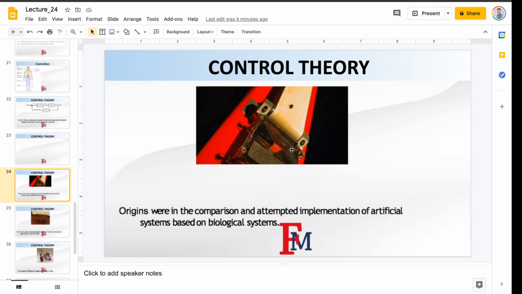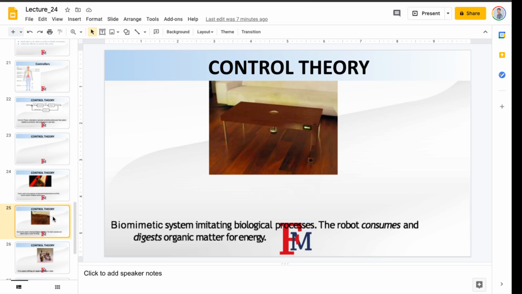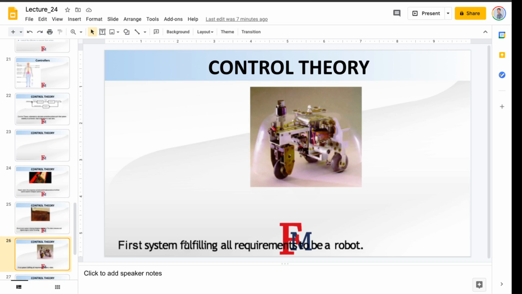Well, first off, a couple of pictures. Control theory origins were an attempted implementation of artificial systems based on biological systems. By mimetic system, imitating biological processes, the robot consumes and digests organic matter for energy. First system fulfilling all requirements to be a robot. That's what you're probably thinking of as being a robot, right? It can walk, it can sense the environment, it can make all decisions by itself based on the feedback it receives, right? That's the idea.